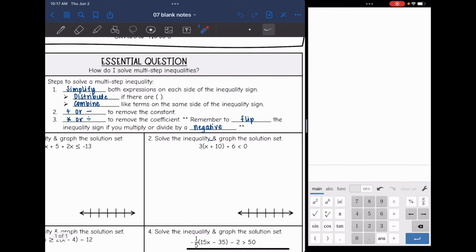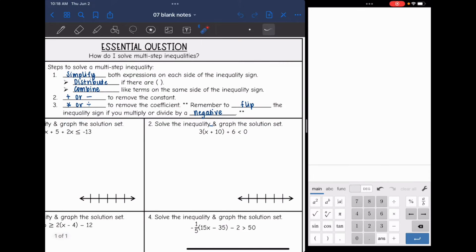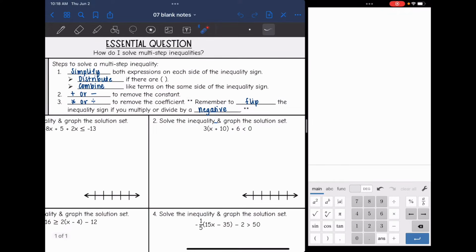Just like with an equation, you want to simplify both expressions on each side of the inequality sign first. So you're going to distribute if there are parentheses, and then combine like terms on the same side of the inequality sign. After we've simplified, it'll be a two-step equation, so you want to add or subtract to remove the constant, and then multiply or divide to remove the coefficient. And this is our one difference with inequalities versus equations. Remember, you have to flip the inequality sign if you multiply or divide by a negative number.